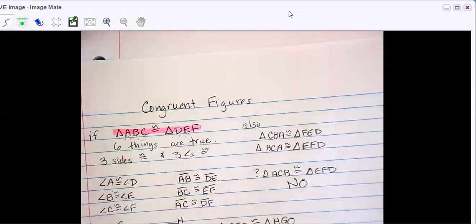Okay. Let's talk about congruent figures. This was the last page. We need to take roll.